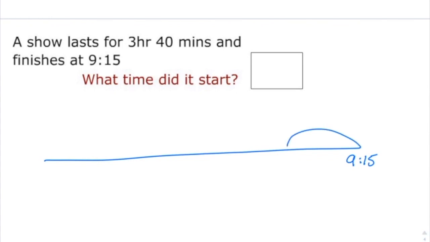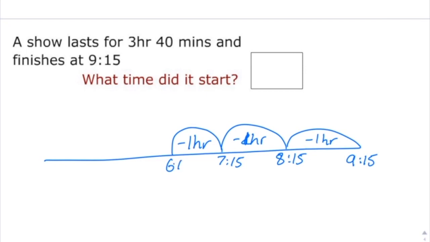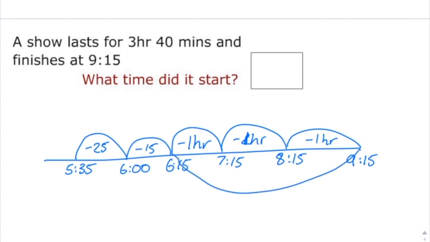So we're going to count back. We could do minus 1 hour gets us to 8:15, minus 1 hour gets us to 7:15, minus 1 hour gets us to 6:15, and then I'm going to take away 15 to get me to 6 o'clock. All right, and then take away 25 to get to 5:35. Now you could do one big jump for taking 3 hours away, but I've chosen to do it separately. So then count up. Okay, so this is our answer. What time did it start? It started at 5:35. All right, be careful when it says finishes at, you need to work backwards.